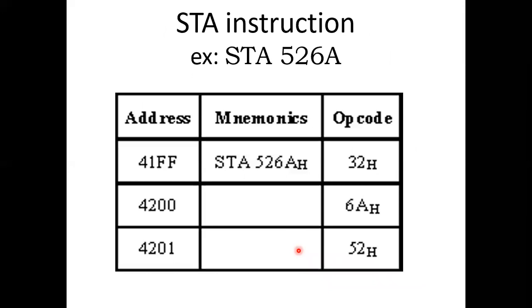Let's see an example for a timing diagram. In the university exam, they will ask: sketch the timing diagram for the STA 526A instruction in the 8085 microprocessor. First, you need to know how many bytes it requires. I already said there are three types of instructions. When we see STA 526A, we know it is a 3-byte instruction because it has a 16-bit value in the operand.